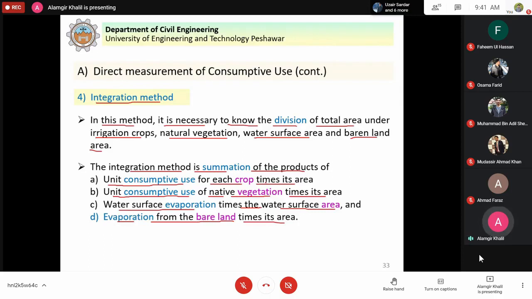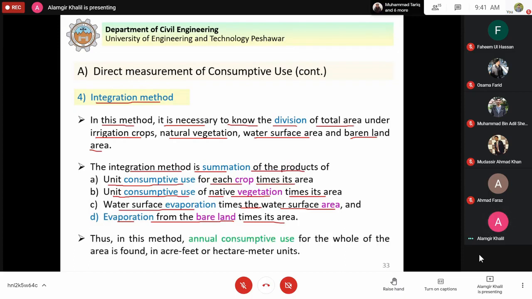So you can see that in this method, the whole land area, the total area, is divided into these different sections representing the crops, any natural vegetation, the water surface area, and the barren land. Thus, in this method, annual consumptive use for the whole of the area is found in acre feet or hectare meter units.